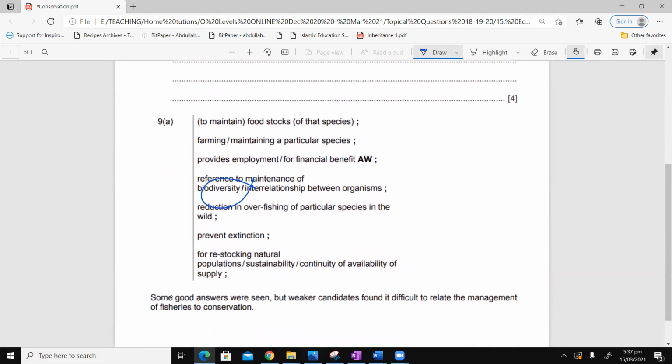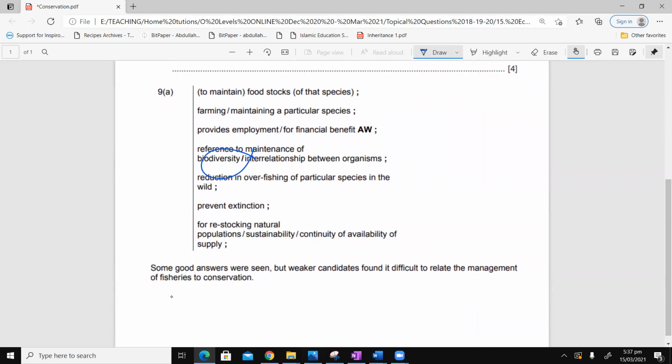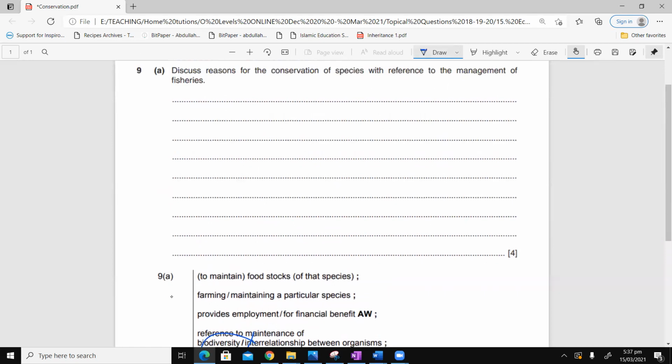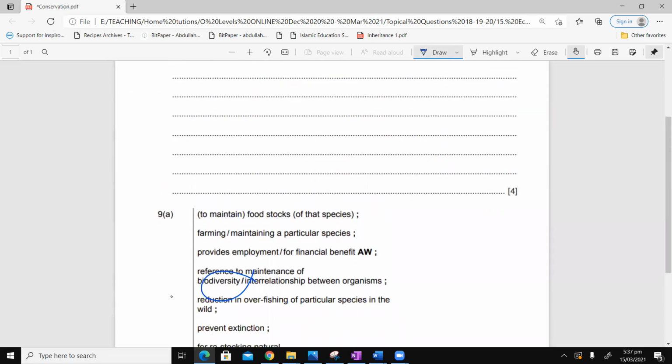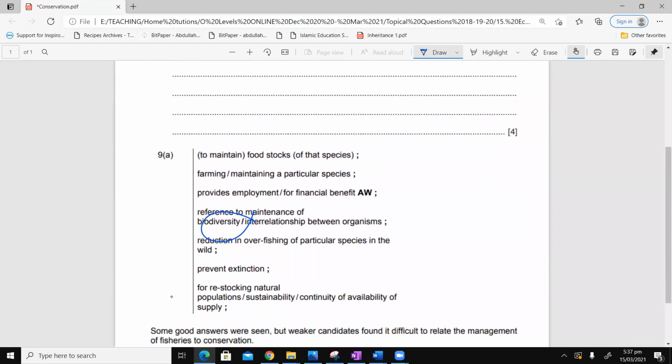of supply. Some good answers were seen, but weaker candidates found it difficult to relate the management of fisheries to conservation. Conservation is not a general concept here. It's in the context of management of fisheries. How do you manage the species of fish in particular? It's in that context. So try and stick around these points. You can go through your textbook. It will give you points. Even the notes that I share will give you points. But again, try and stick around these points.